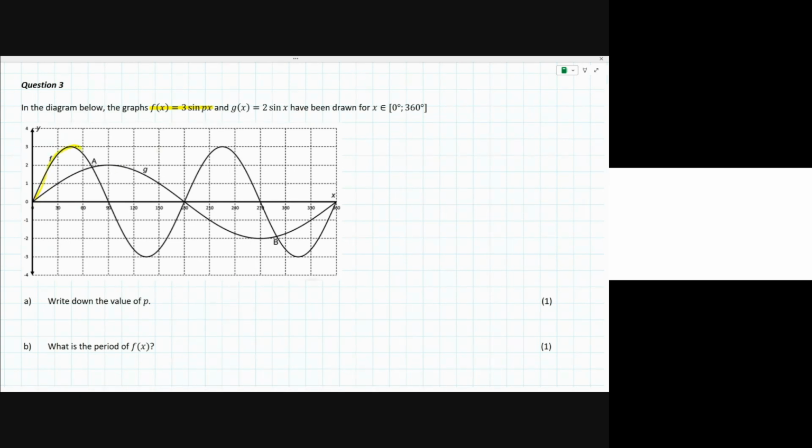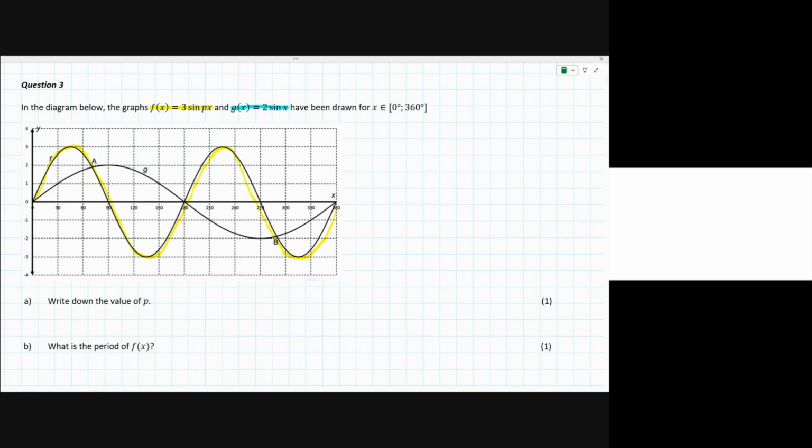So this yellow graph over here is your f of x graph. And then we have g of x, which is 2 sine x. You get the picture.